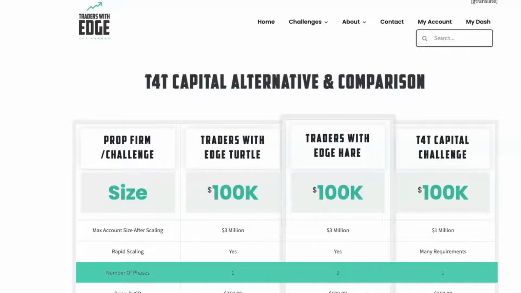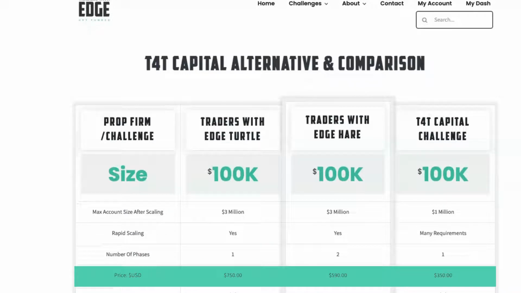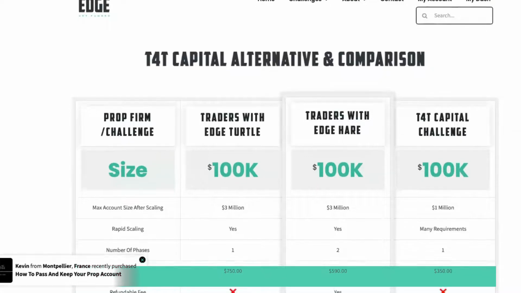You can see the number of phases. It's a 1-phase challenge for both the Traders with Edge Turtle and the T4T Capital Challenge. The Traders with Edge Hare is a 2-phase account. The price of the challenges for the Traders with Edge Turtle is $750, the Traders with Edge Hare account is $590, and the T4T Capital is $350.